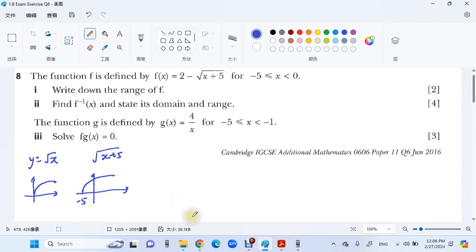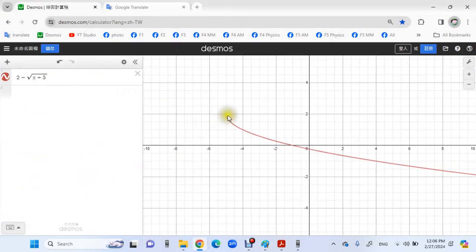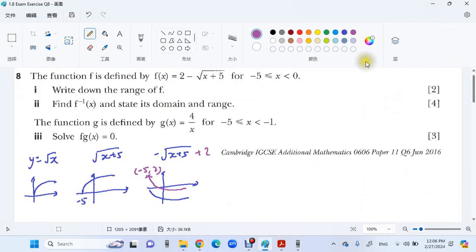Okay, and then we have the negative square root of x plus 5. The graph looks like this. And we have the 2 minus, that means we plus 2. So we go up 2. So the graph will be something like this. Okay, and then we have the -5, 2 here. So we can look at the graph using Desmos. So we have the -5, 2 here. For this one, the graph will look like this.